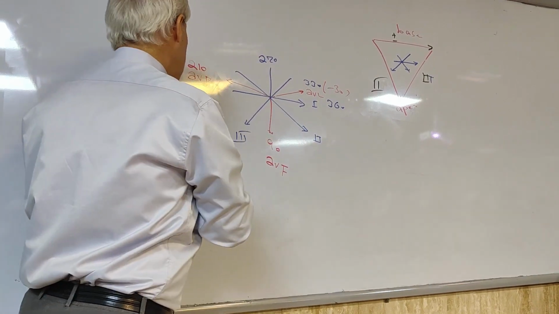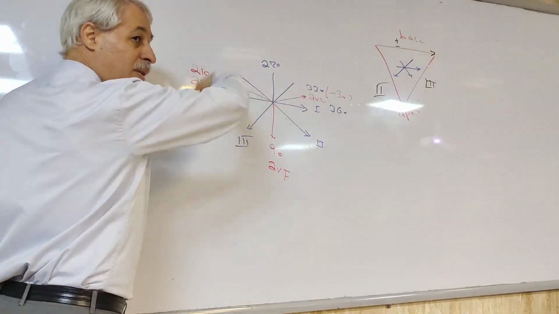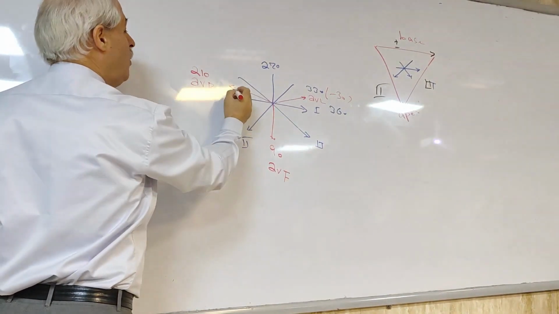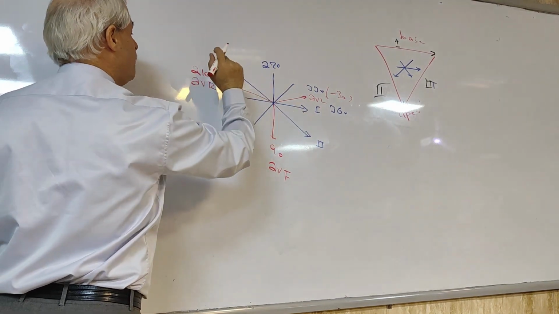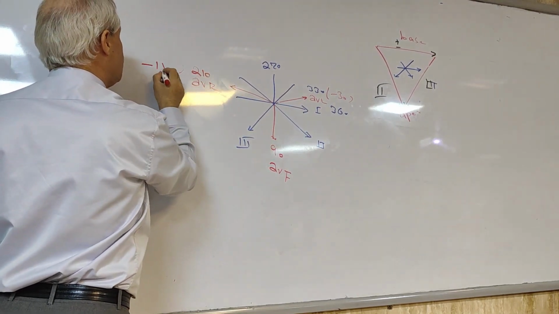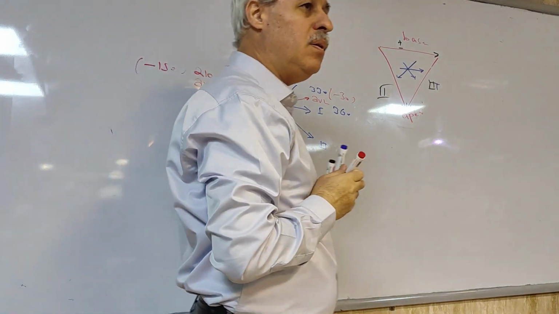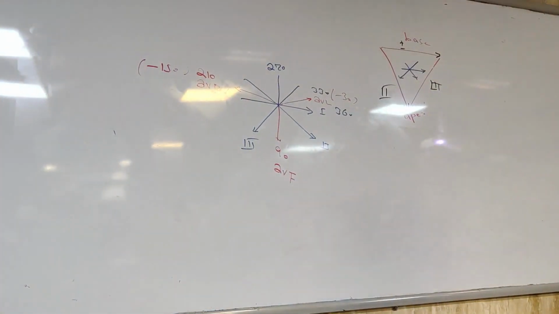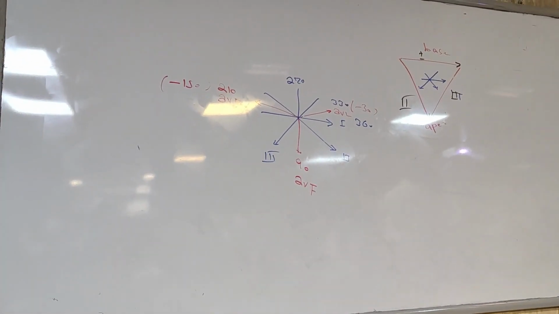And how much would be? 210 in positive direction. And how much? Minus. Am I right? Trigonometry.